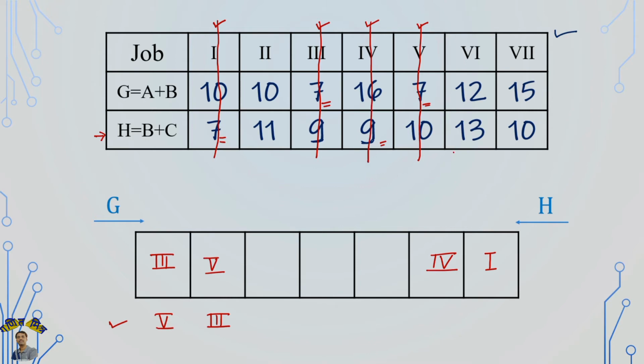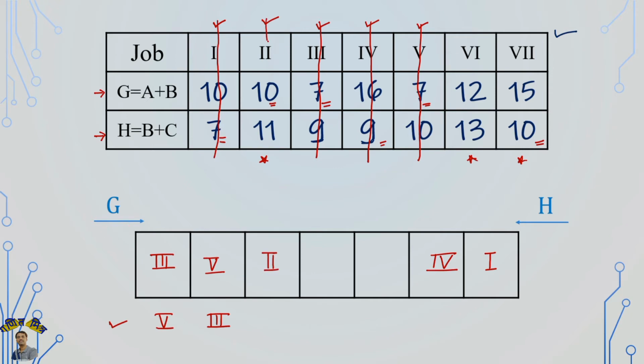Let me cancel this job also. Now the problem is reduced to 3 jobs only. The minimum value is 10 for this and this value. See, this value is for job 2 but for the G machine. So machine G means from the left side I'm going to write job 2 here. Okay, from the left side.